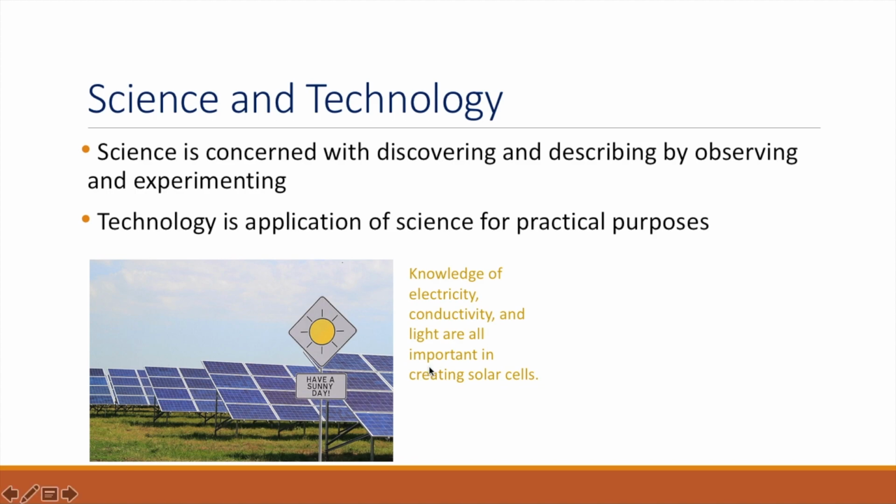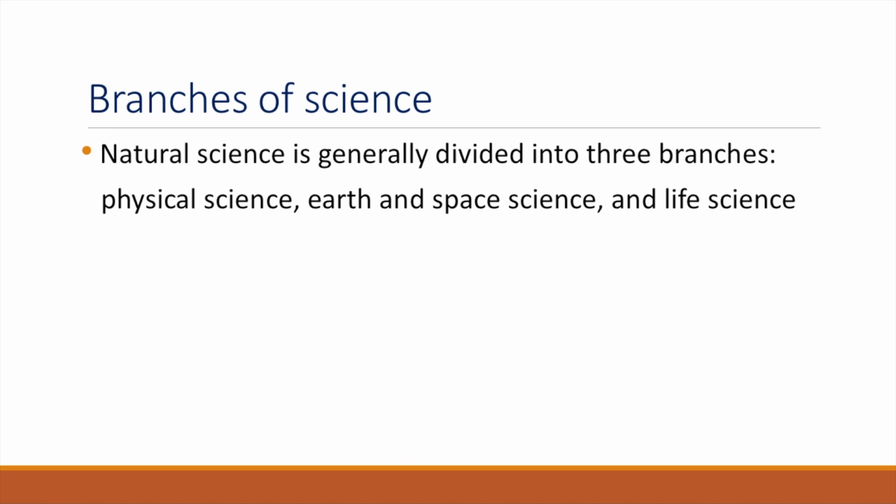Go ahead and pause if you need to. Continue when you're ready. There are three branches of science, and we're going to talk about those three branches now. We have physical science, which is your first blank, earth and space, which is your second, and life science, which is your third. If you look at the bottom of the picture, you have a diagram. We're going to talk about that diagram in just a second. Go ahead and pause if you need to, restart when you're ready.